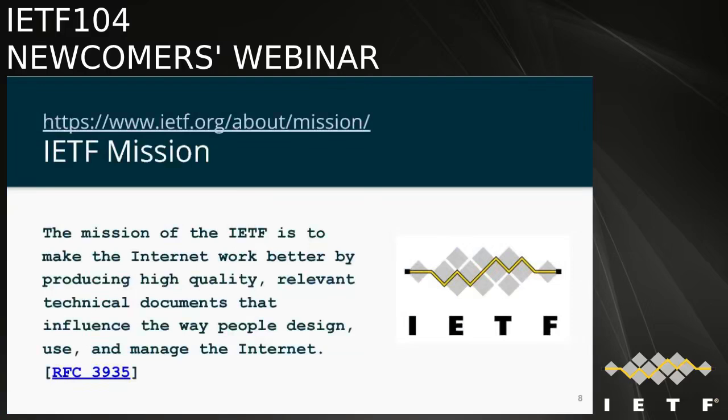Great. So first and foremost, what is the mission of IETF? And I'm supposed to read it out loud. So the mission of the IETF is to make the internet work better by producing high quality, relevant technical documents that influence the way people design, use, and manage the internet. So basically, the purpose of the IETF is defined as follows.